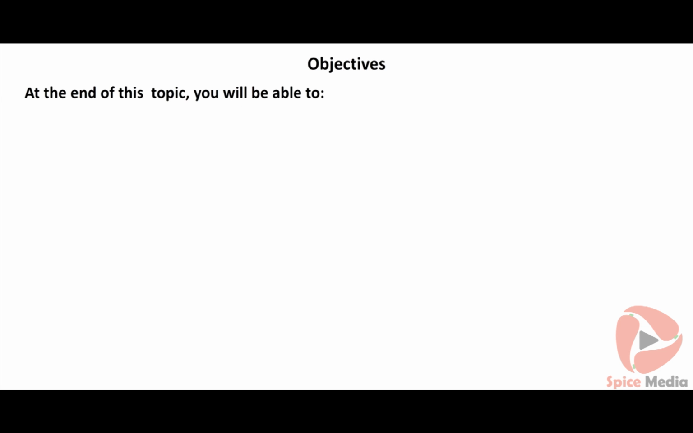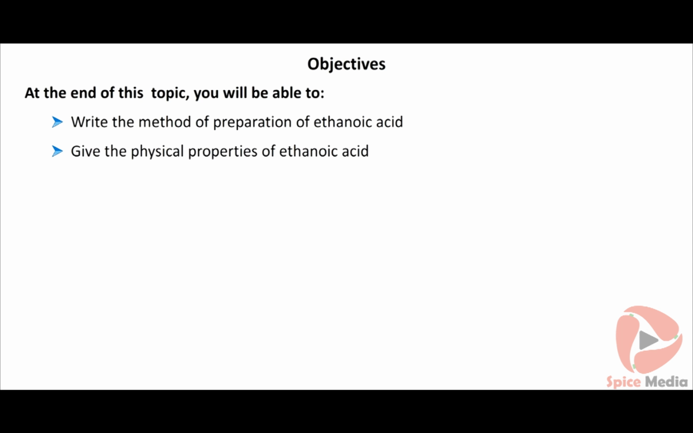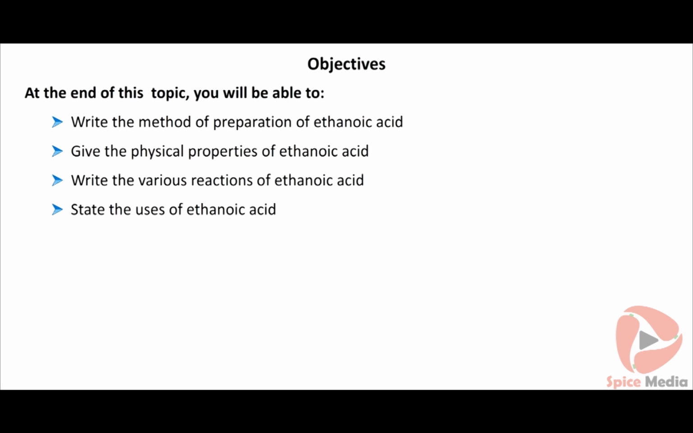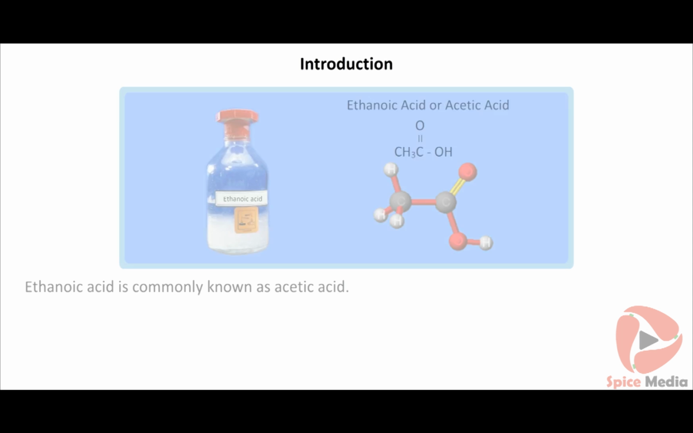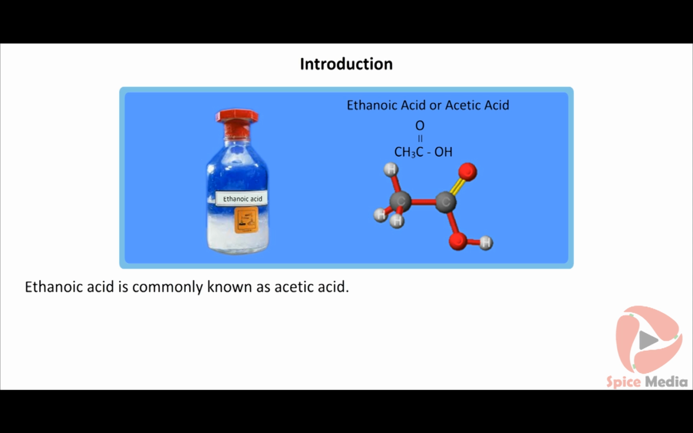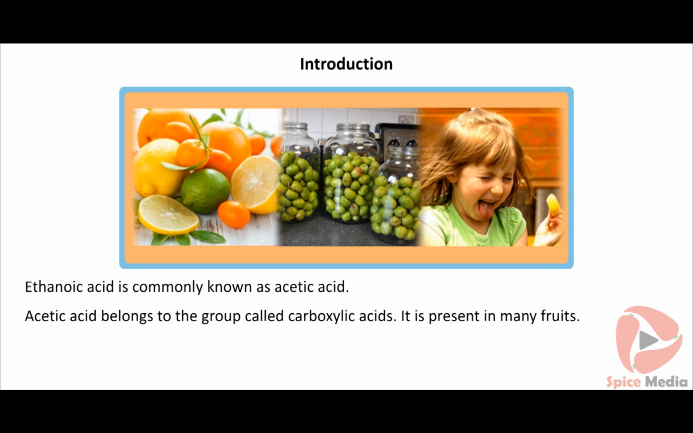At the end of this topic, you will be able to write the method of preparation of ethanoic acid, give the physical properties of ethanoic acid, write the various reactions of ethanoic acid, and state the uses of ethanoic acid. Ethanoic acid is commonly known as acetic acid. Acetic acid belongs to the group called carboxylic acids. It is present in many fruits. The sour taste of fruits is due to the acid.